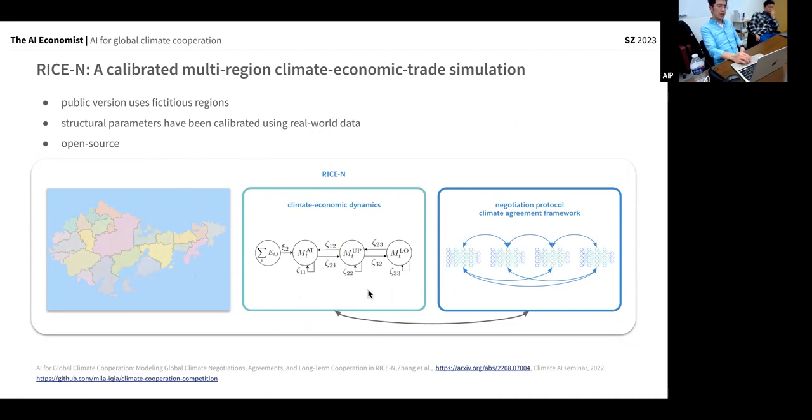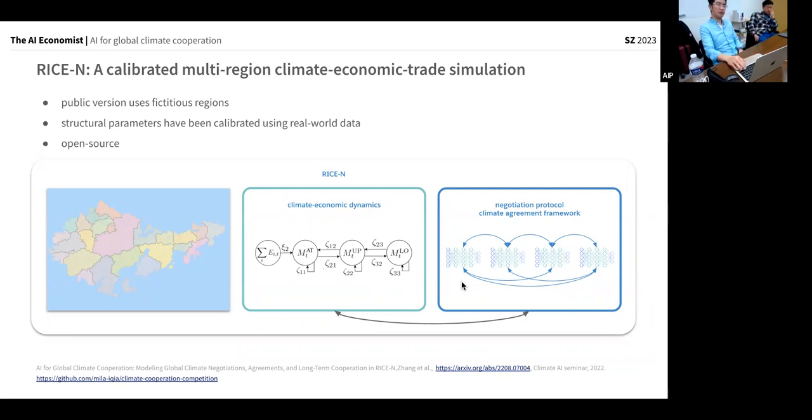In the simulation, if you produce this much CO2, then the world will get this much warmer, and it will become more expensive for you to produce more things and so on. What we added on top of that is support for reinforcement learning, negotiations, and international trade. We also calibrated all the structural parameters of the simulation to real world data. So what's a structural parameter? It says, for instance, if you have this level of technology, like a factory that's very old, this is how much CO2 you're pumping into the atmosphere.